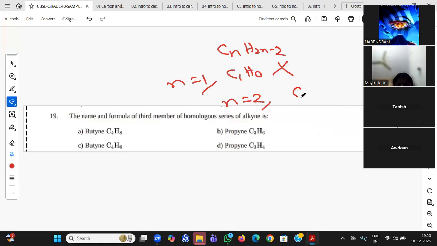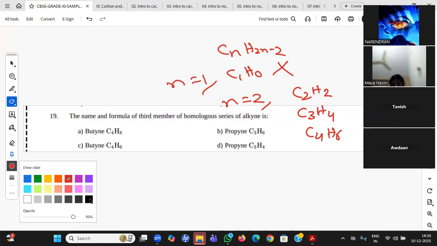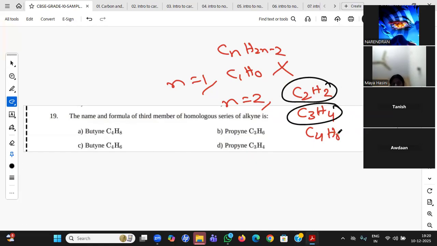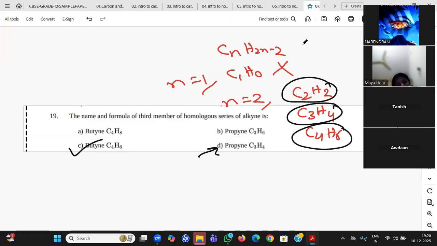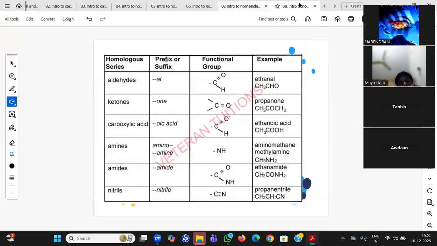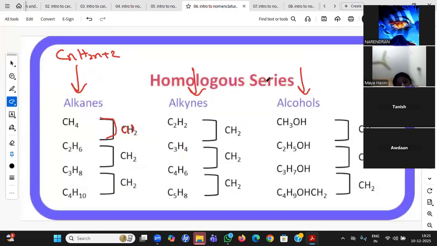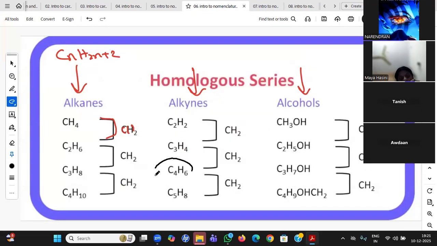N equal to 2, C2H2. Then C3H4, C4H6. Absolutely right, student. So I was a little bit confused. First family member, second family member, third family member. Butyne is the right answer, student, not propyne. Okay, some students have done the same as me. So we need to go with the family members, whatever is possible. Did I take that alkyne example in the homologous series also? Acha, alkyne example, right? Yeah, C4H6, butyne. Right answer, student. Thank you for correcting me.